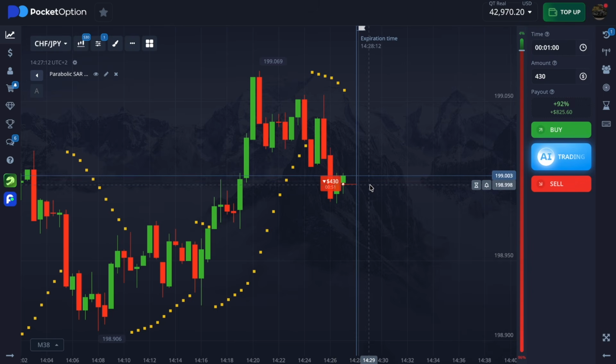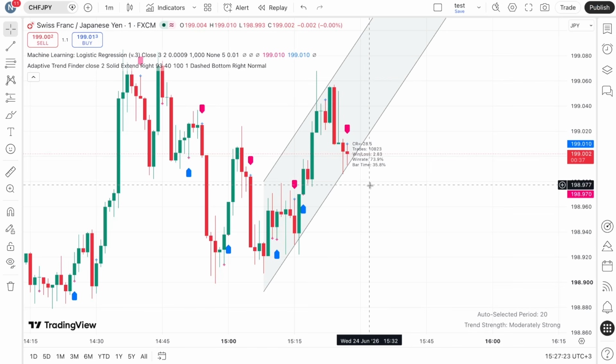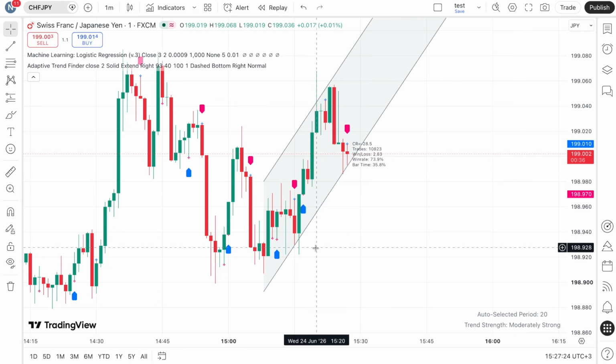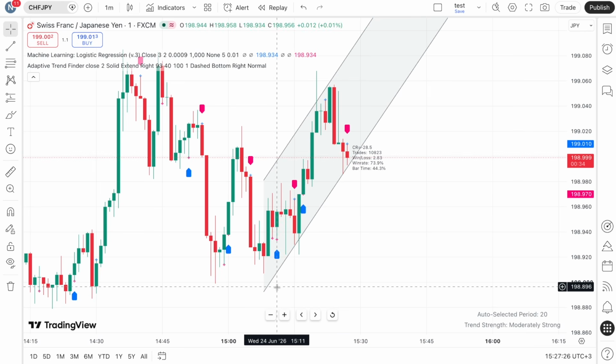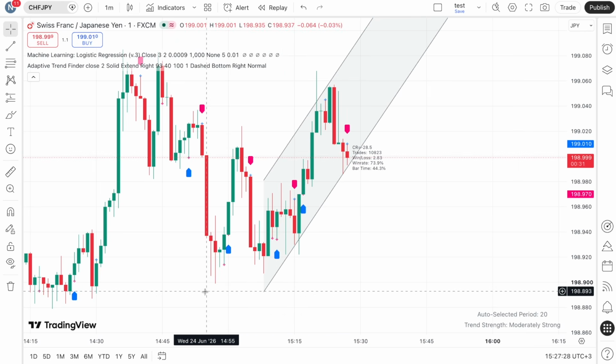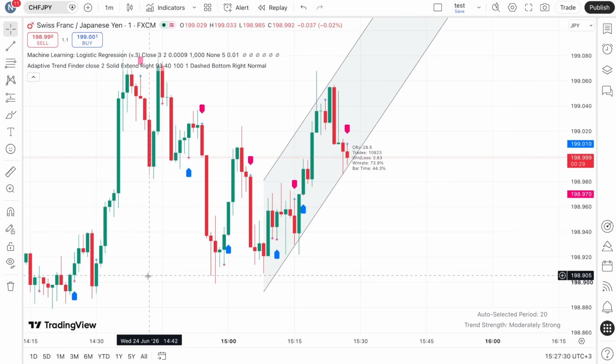I entered the trade for 1 minute because I set 1 minute in TradingView. I receive 1 minute signals, and accordingly, I also open 1 minute trades with the broker. The only thing I forgot to mention is checking how the signal performed on the chart before, but it seems like the signals were performing well on this chart.